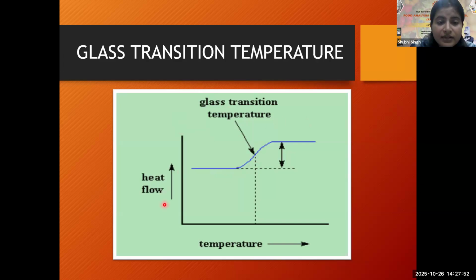So with respect to heat flow, if you increase the heat, what will happen? Your sample will lose its crystallinity, and there will be a deformation in the graph peak, and we can record this as the glass transition temperature. This is a very important term when we are dealing with DSC.